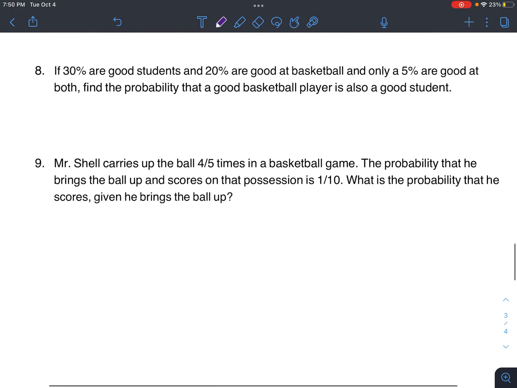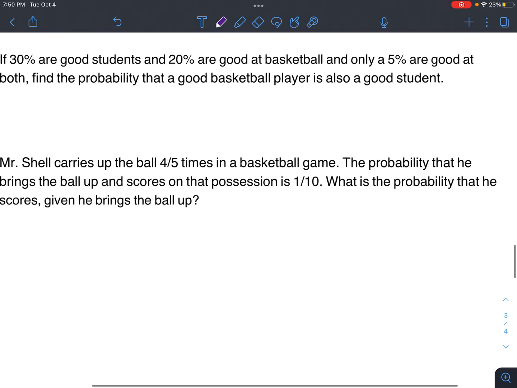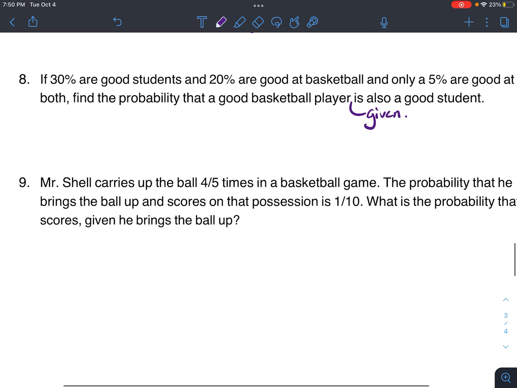So now we start to get a little tricky. If 30% of students are good students and 20% are good at basketball and only 5% are good at both, we want the probability that he's a good basketball player given he is also a good student. Now I need a given in somewhere. I remember I messed this up. So there's supposed to be a given in here. So I apologize for that.